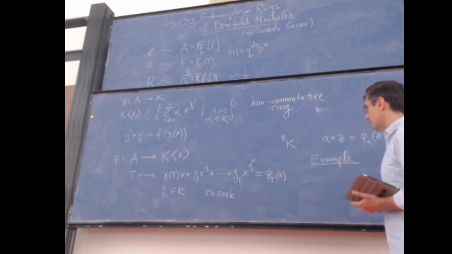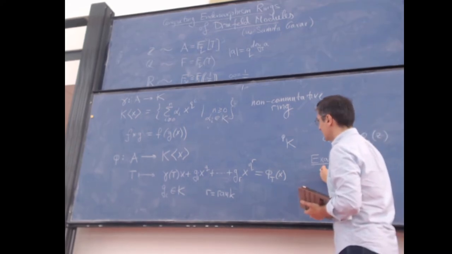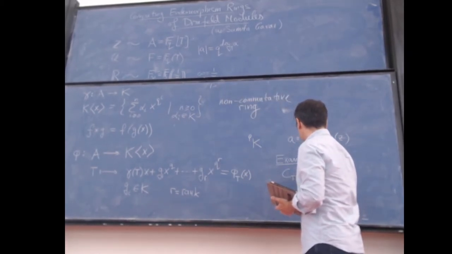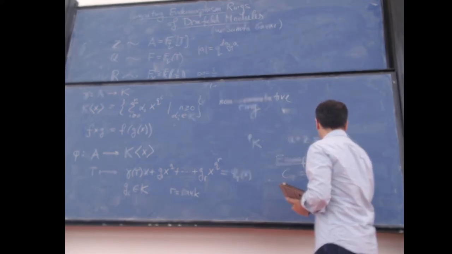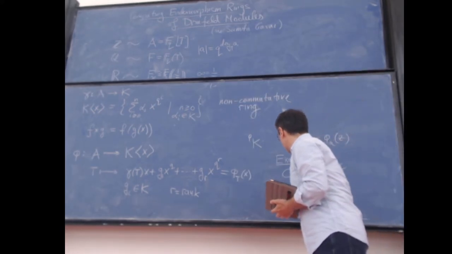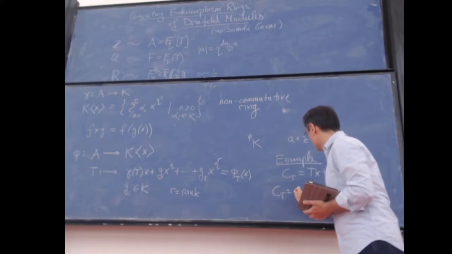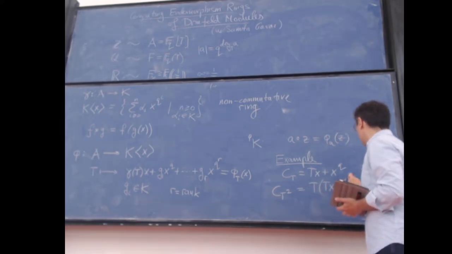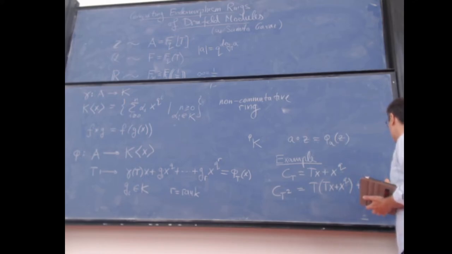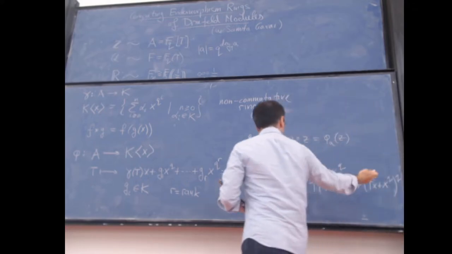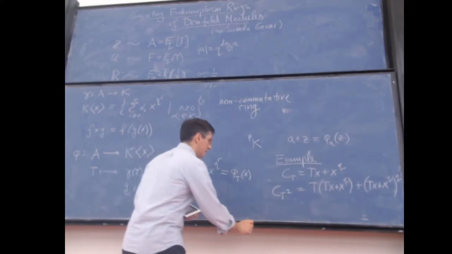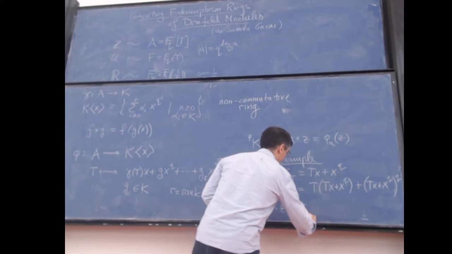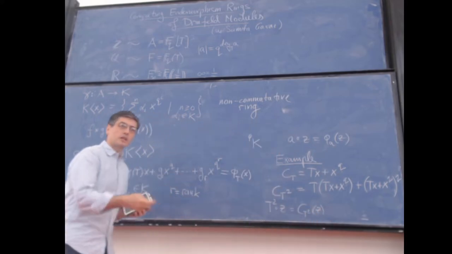The simplest Drinfeld module is this module that was actually introduced by Carlitz. So here you could compute something like this. What is this? This is Tx plus x^q, plus T(Tx plus x^q) plus (Tx plus x^q)^q. So you can expand and you get this polynomial. And then T squared will act on z by simply substituting it into this polynomial. And this gives you an action.